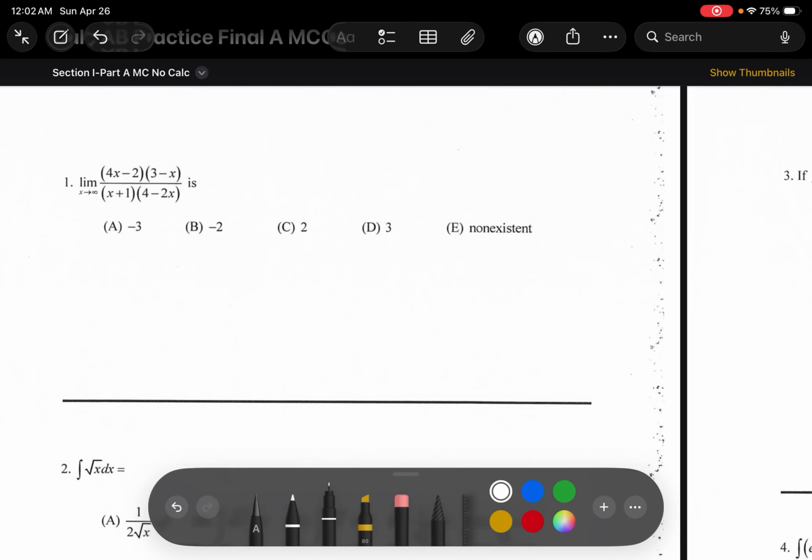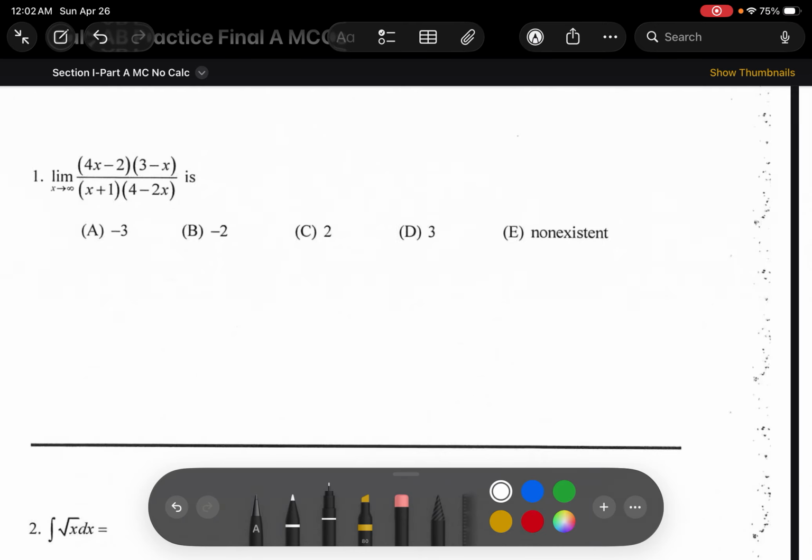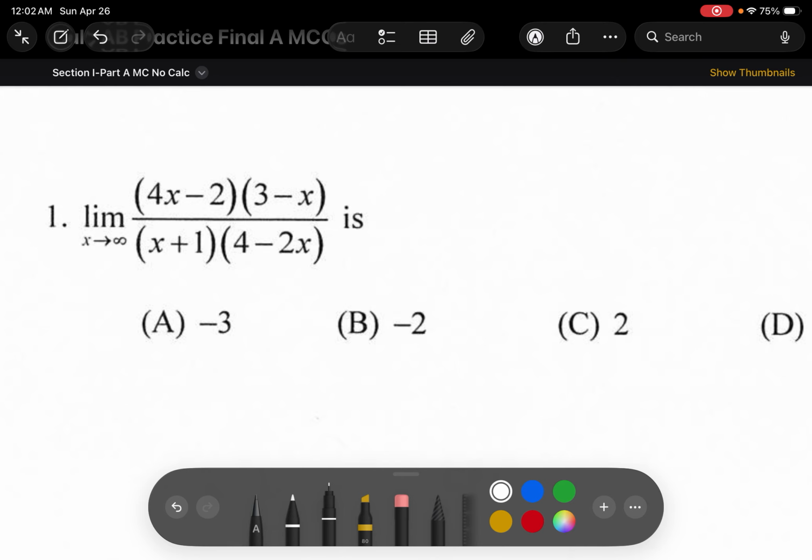This is the Calculus AB Practice Final A, no calculator. So let's get to it. Number one is giving us a limits problem. So what we need to do first is plug in infinity.